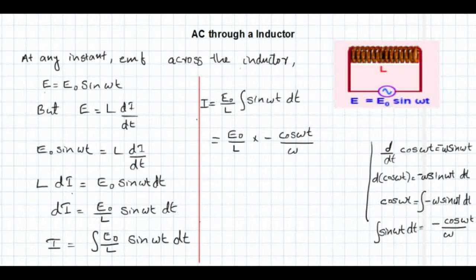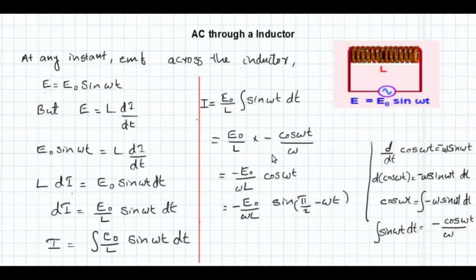And that is equal to what? That is equal to minus E0 by omega L. We are writing this L and omega together. Therefore it is E0 by omega L, and this negative sign we have taken to the side. So minus E0 by omega L into cos omega t.